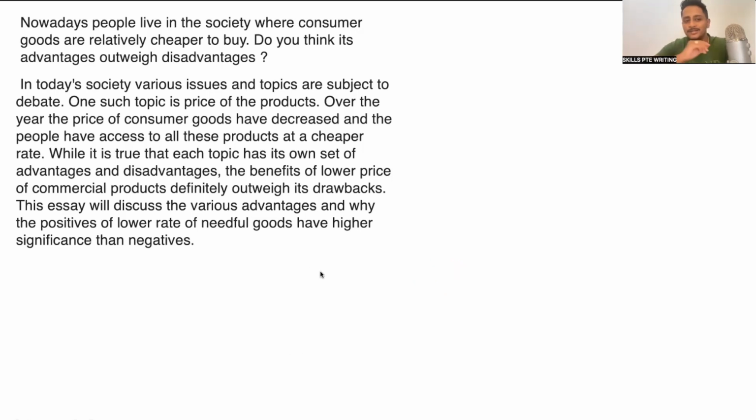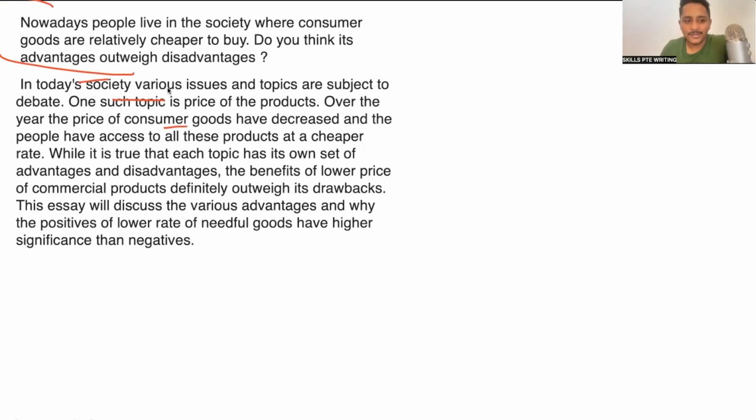So I would suggest just follow the template. In today's society, the template will help you fill in the things, one or two words you need to write, and then give the viewpoint. You will finish it in 1 minute. Don't write a lot. Here, in the introduction: in today's society, various issues and topics are subject to debate. One such topic is the price of the products. Over the years, the price of the products has decreased and people have access to all these products at a cheaper rate. Same things only, but written in 1, 2, 3 lines.